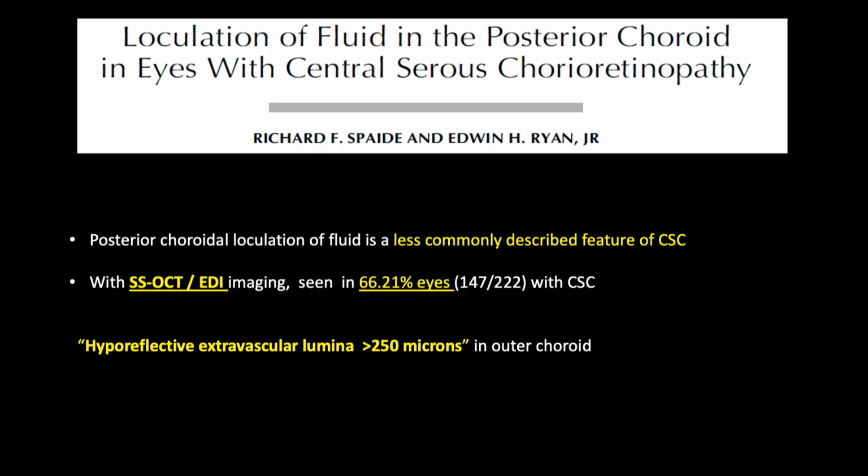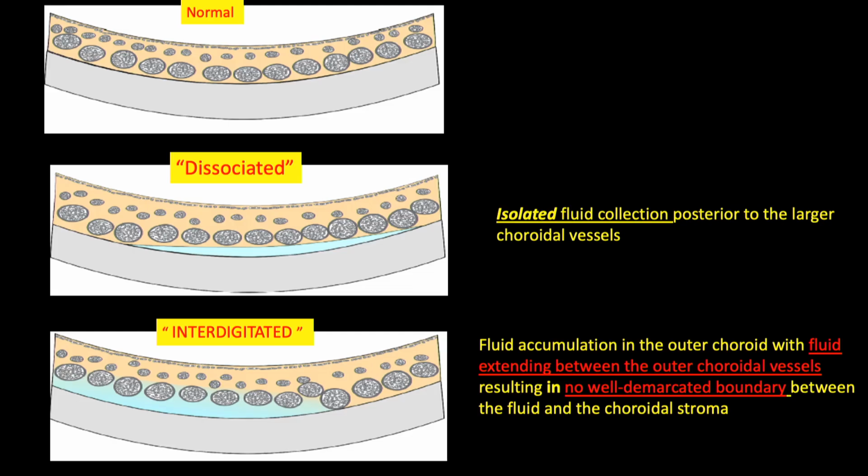Another OCT biomarker in the choroid is something called posterior choroidal loculation of fluid in CSC, which is seen in around 60% of the eyes with CSC. Spaide was the first one to describe a dissociated form outside the pachyvessels and an interdigitated form in between the pachyvessels, out in the outer part of the posterior choroid.